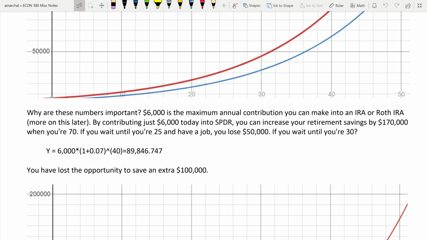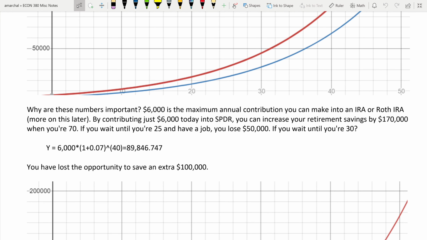And so now, why did I choose these numbers? They seem pretty random. Well, $6,000 is the maximum annual contribution that you and I can make into an IRA or Roth IRA account. Now, I'm going to explain what those mean later on. But that means by contributing just $6,000 today into an S&P 500 ETF, you could increase your retirement savings by $170,000 when you're 70 years old, assuming that you are 20.